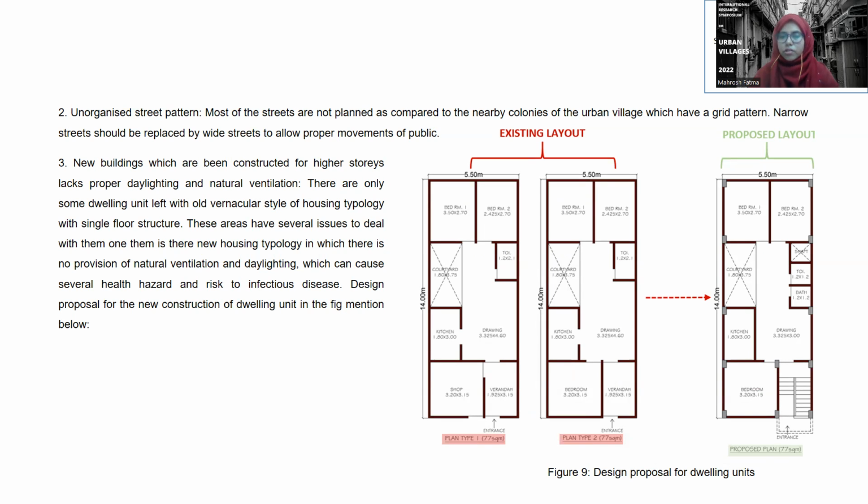The design proposal for new construction of the dwelling unit is as mentioned in figure number 9. The red one marks the existing layout of the housing unit, and the green one depicts the proposed layout of the housing unit with a proposed staircase location, along with a provision of a courtyard, an open drawing area, and the provision of a bedroom and toilet, of course.